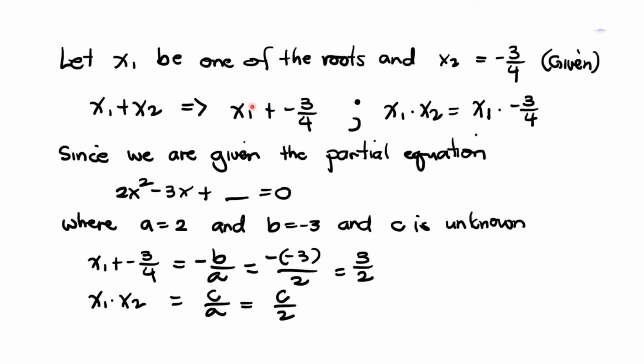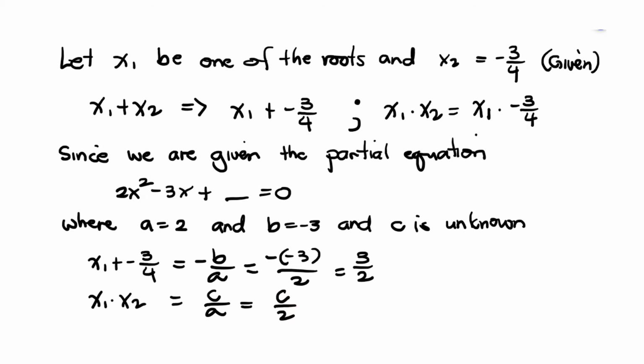Now, if we connect the things that we have obtained from this given, we have x1 plus negative 3 over 4 as the sum of the roots, which is also negative b over a. That's negative times negative 3, over 2. Simplifying, this becomes 3 over 2. The product x1 times x2, where later on we'll replace x2 by negative 3 over 4, is equal to c over a. And a is known to be 2, so we have c over 2.